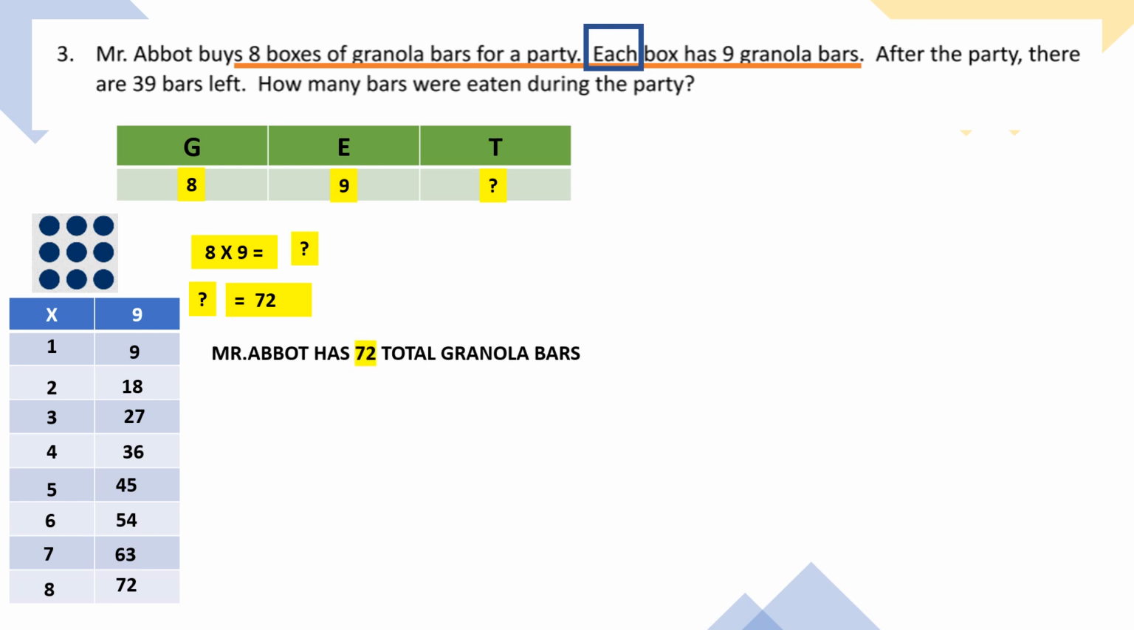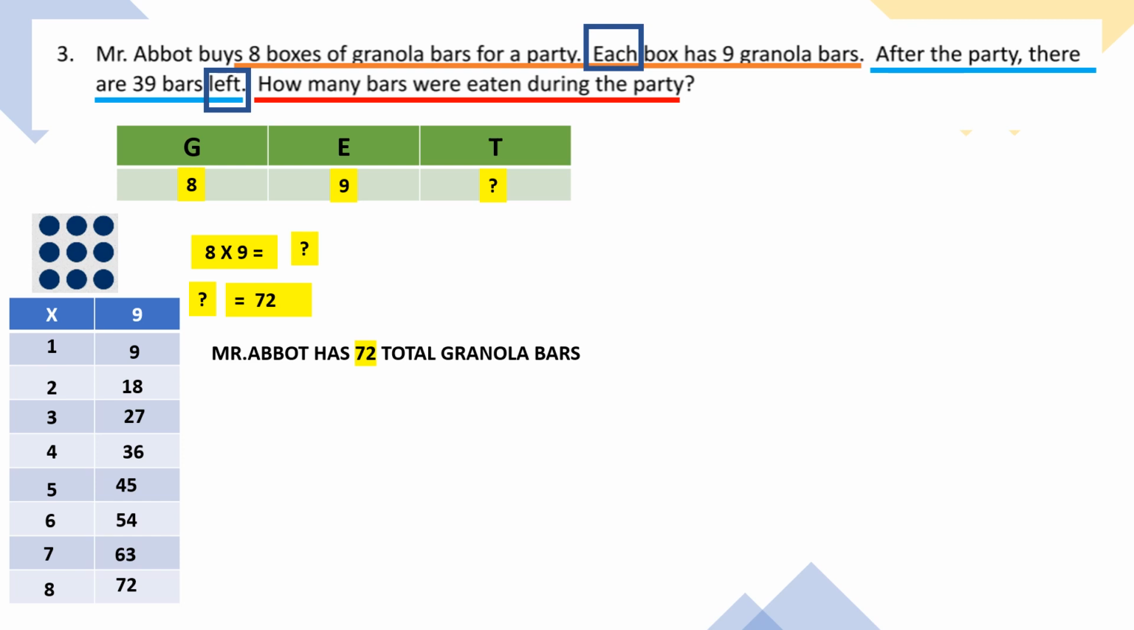So that means that Mr. Abbott has 72 total granola bars right now. But I've only read the first 2 sentences. So I'm going to keep reading to see if I have to do anything else. So it says, after the party, there are 39 bars left. How many bars were eaten during the party?